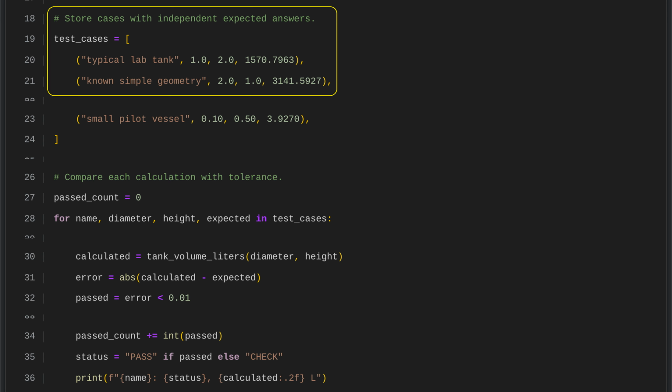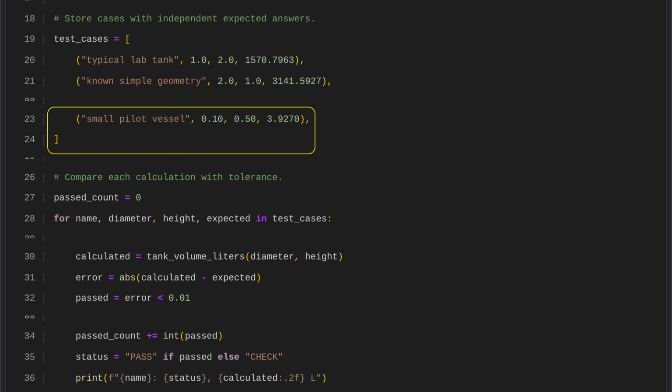A set of test cases is created to check the tank volume function. Each case includes a short description, the tank's diameter and height in meters, and the expected volume in liters. The examples use known cylinder dimensions, such as a typical lab tank and a simple geometry case, so the function's calculated results can be compared with expected values for accuracy.